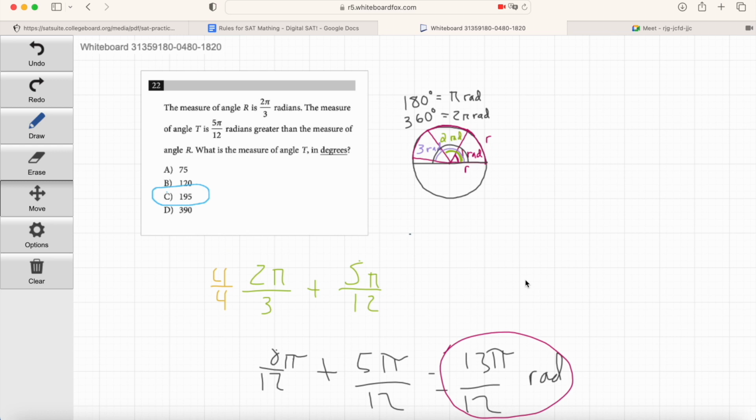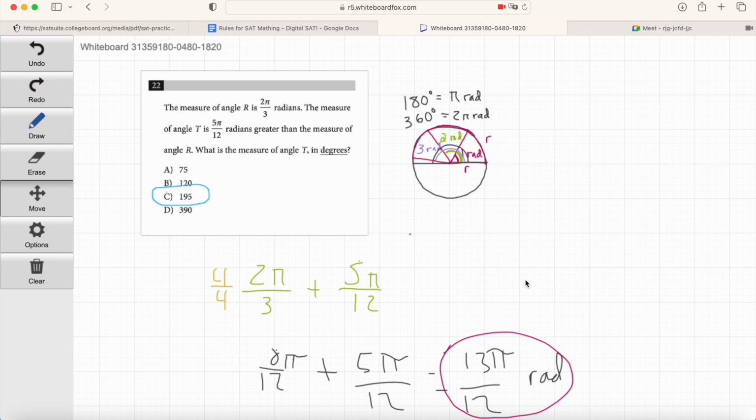Let's convert that into degrees now. But right now, 195 is your best bet. It just makes sense logically. Is it 390 degrees? That's bigger than a circle, which doesn't make sense. And 120 is less than half, as 75 is less than a quarter of the circle. This thing is just a little bit bigger than 180.